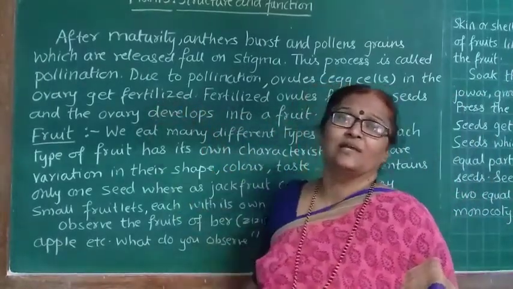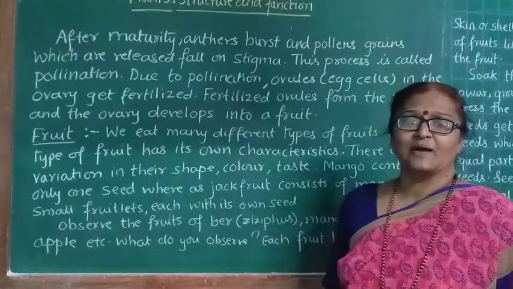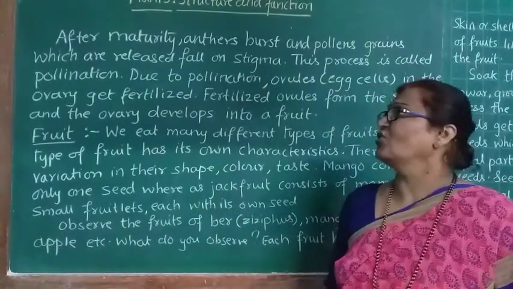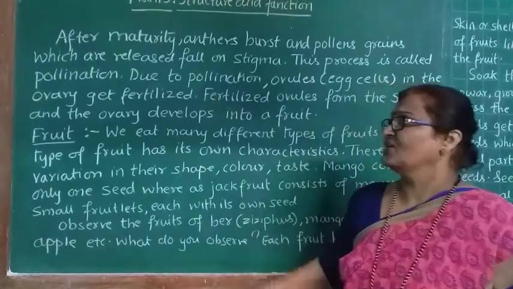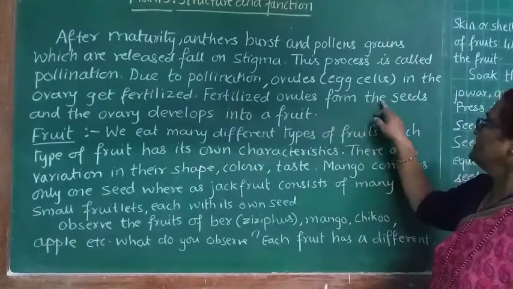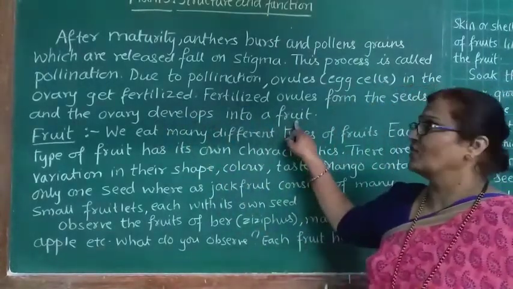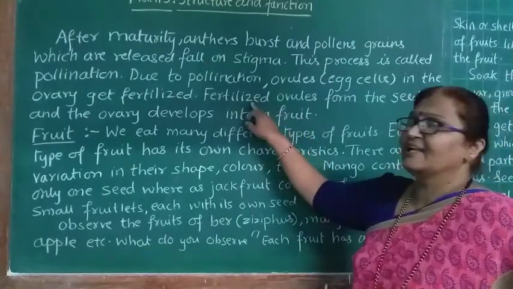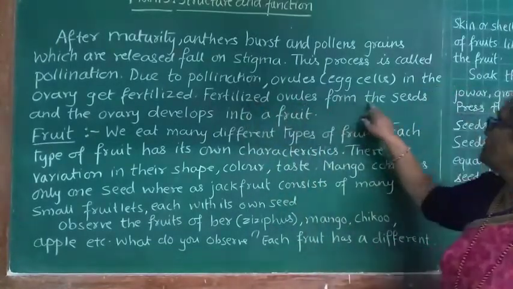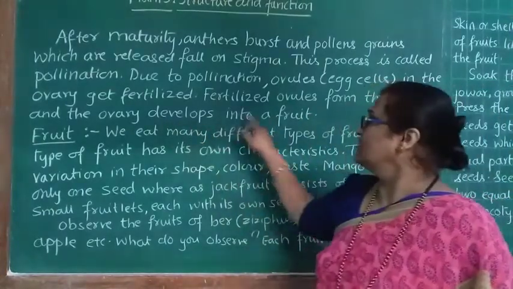The pollen grains fall onto the stigma, and these pollen grains reach the ovary and make the ovary fertilized. Fertilized ovules form the seeds and the ovary develops into a fruit. What is happening here? The fertilized ovules form the seeds and the ovary develops into the fruit.